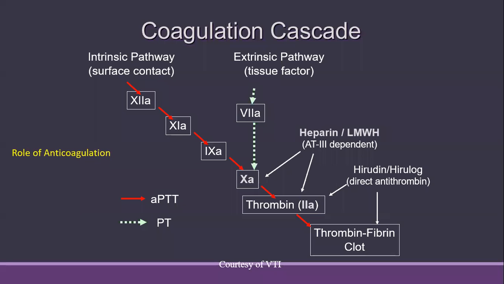These are the antithrombin-dependent drugs that block the activation of factor 10. And there are certain drugs that can block the direct thrombin, like heparin and hirudin. These are the anti-thrombins that directly inhibit thrombin itself. So this coagulation cascade is blocked by the anticoagulation mechanisms. Usually, commonly, we give low molecular weight heparin to the patient presenting with acute coronary syndrome.